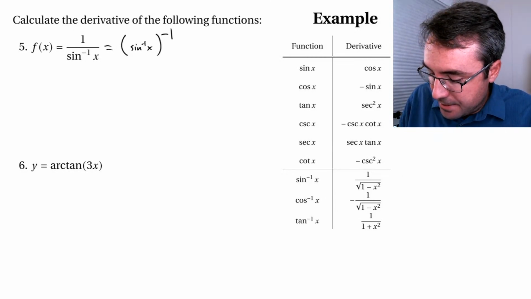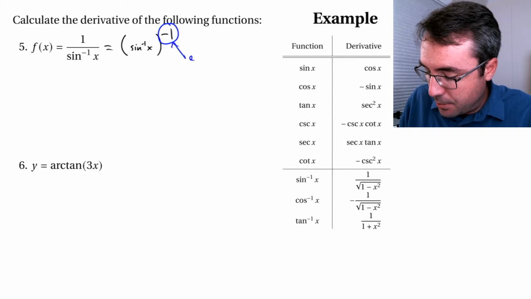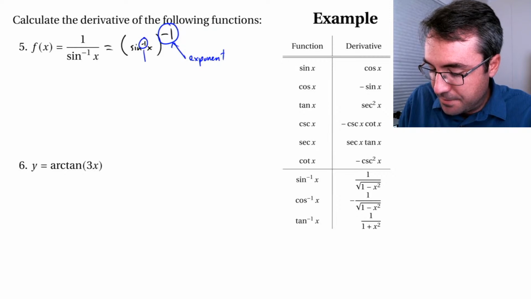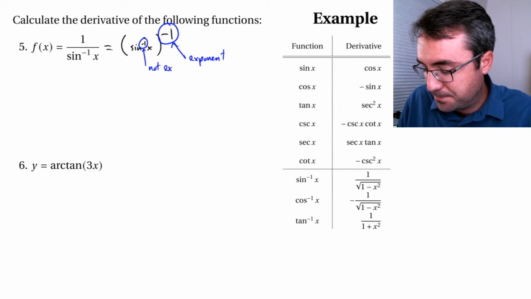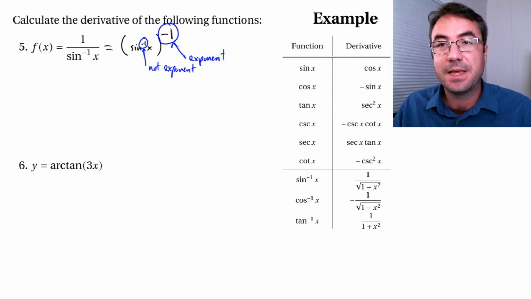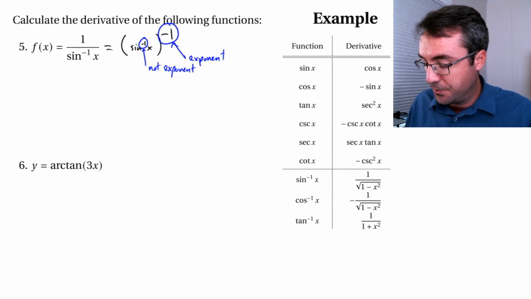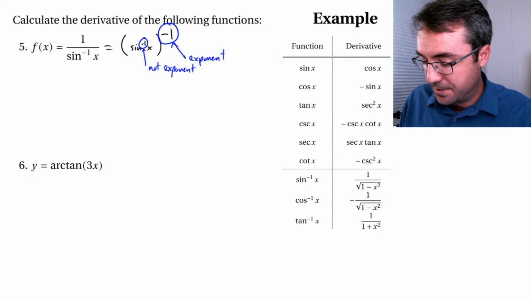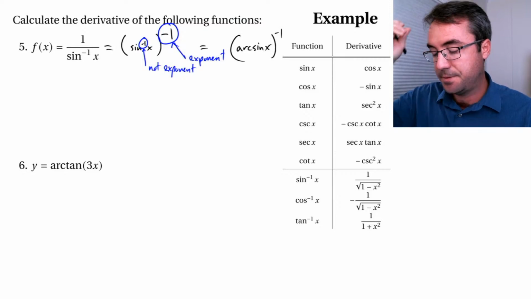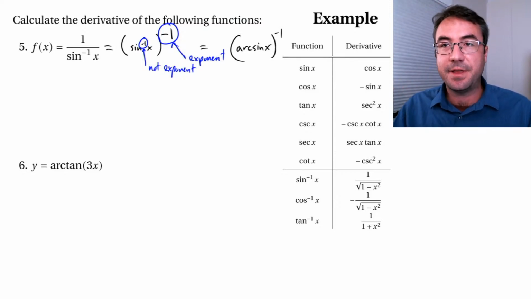So again, this -1 is an exponent. This -1 is not an exponent. That's just telling us it's the inverse sine function. Sometimes it's helpful, if you wanted to, to rewrite this instead as arc sine of x all raised to the -1, really just so we don't have that confusion in terms of which -1 is the exponent and which one's not.